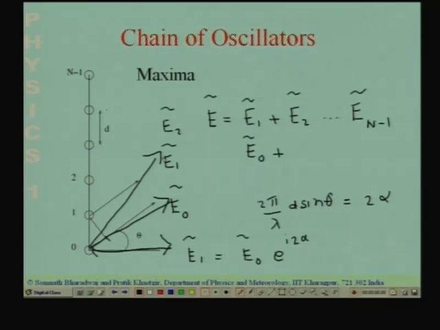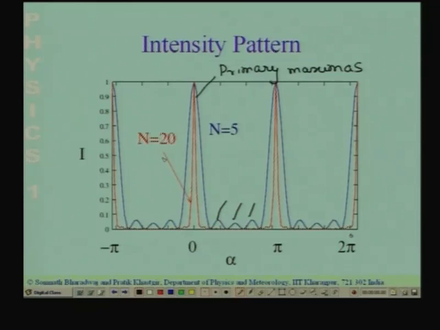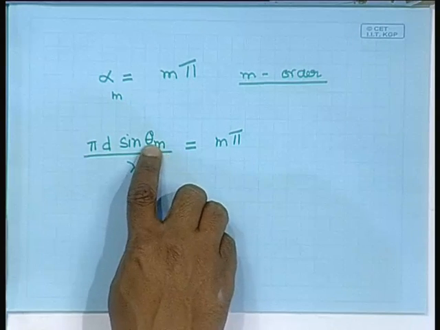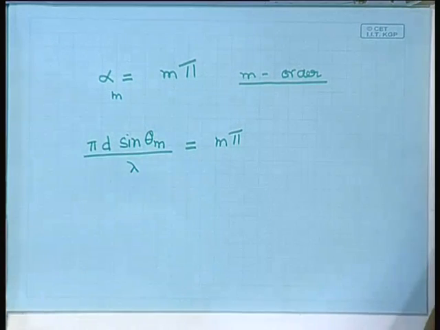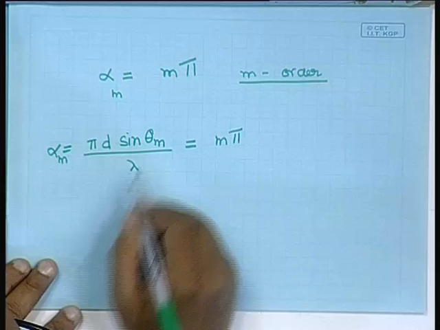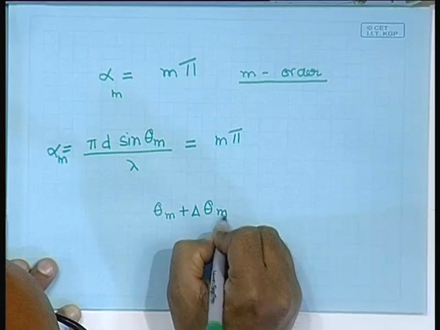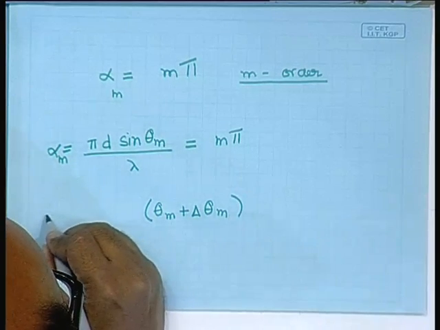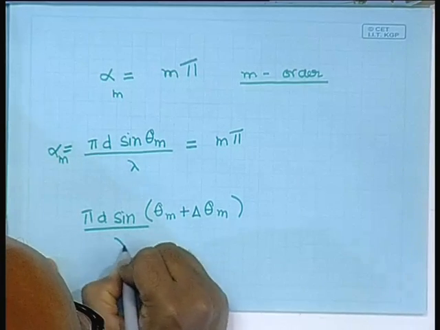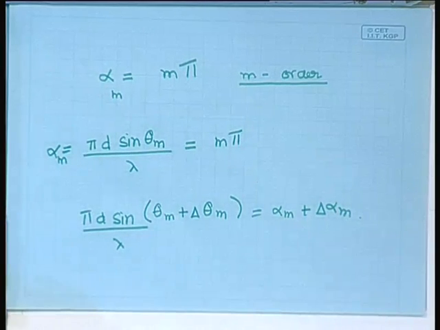So, let us focus our attention on a particular order of the primary maxima. So, we have a particular mth order primary maxima. Now, as you increase theta away from that, so if you change theta away from theta m, the value of alpha is also going to increase. This is alpha. So, let us say that we have changed theta to theta m plus delta theta m, and alpha would have changed correspondingly, pi d sin theta by lambda. This is going to be alpha m plus delta alpha m.